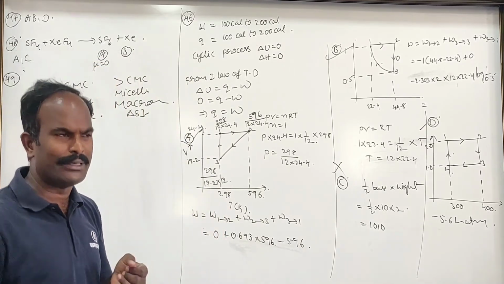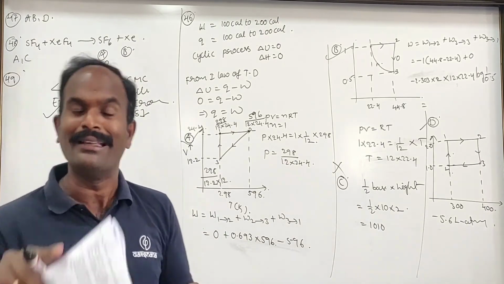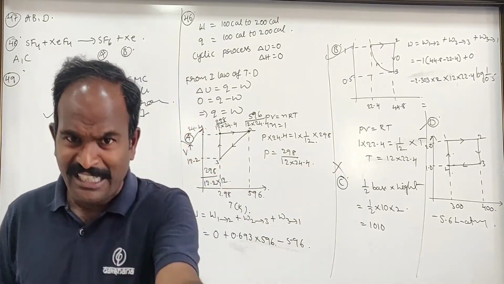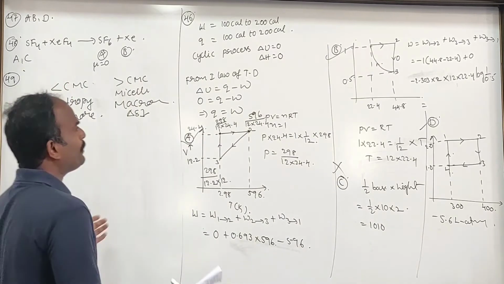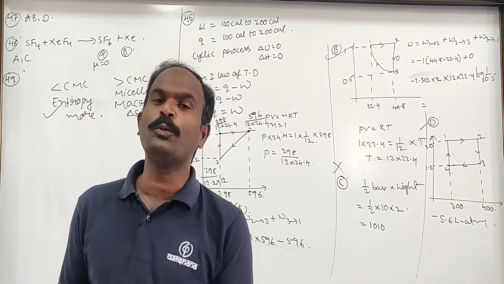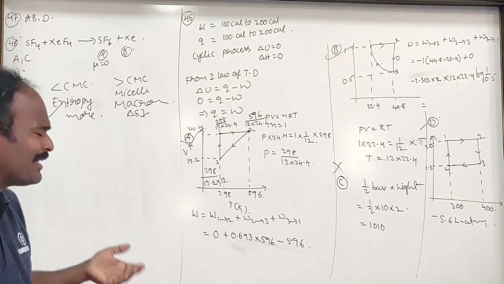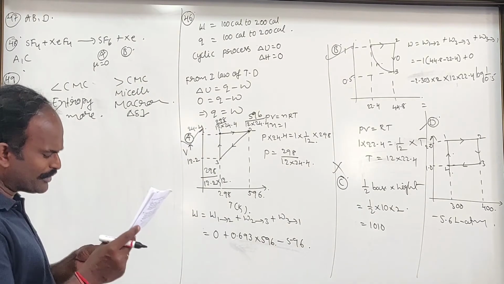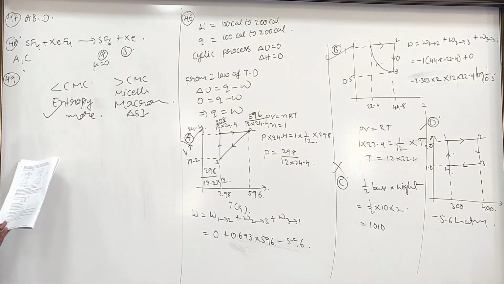If solid converted to liquid, entropy increased. If liquid converted to gas, increased. If solid converted to gas, definitely it is going to be increased. Or if one particle converted to two particles, or if two particles converted to three or four particles, then the number of particles increases, and entropy is also going to be increased. Therefore that statement is true.